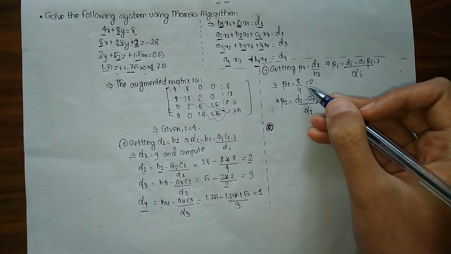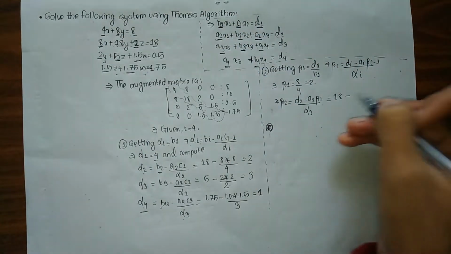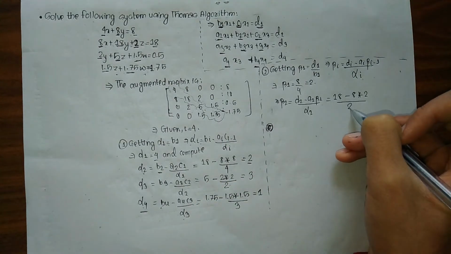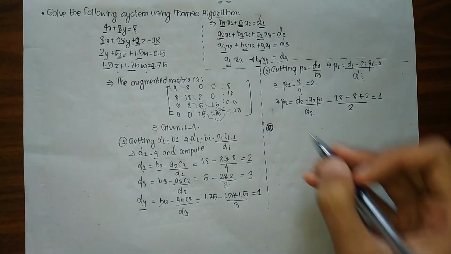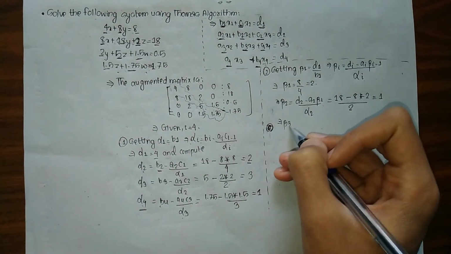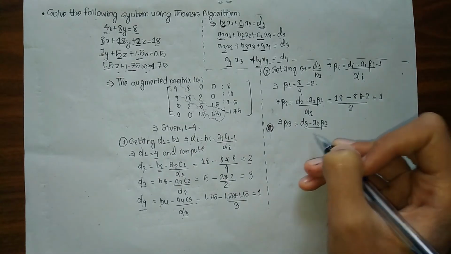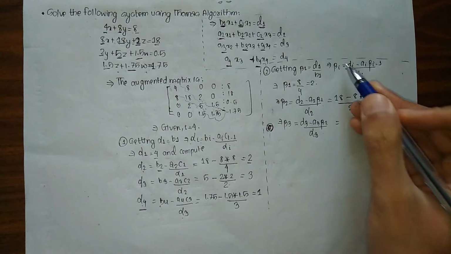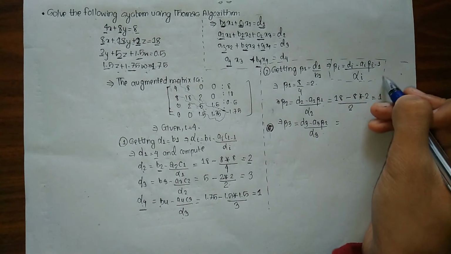So we have our value of d2, 18 minus a2 is 8 into beta 1 is 2, divided by alpha 2 is 2. On solving this, we get our value as 1. Next we need beta 3, which will be equal to d3 minus a3 beta 2 divided by alpha 3. So there is no confusion.